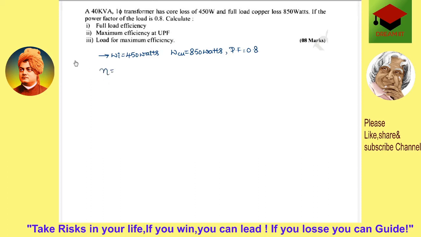Full load efficiency means, what is the condition? Iron losses equal to copper losses. So for full load efficiency, the x value will become 1. x equals 1 into 40 kVA, that is 40 into 10 cube, at a power factor of 0.8. The same thing you copy here: 1 into 40 into 10 cube into 0.8, plus iron losses, that is 450, plus copper loss, which at full load means x is 1, so 850.